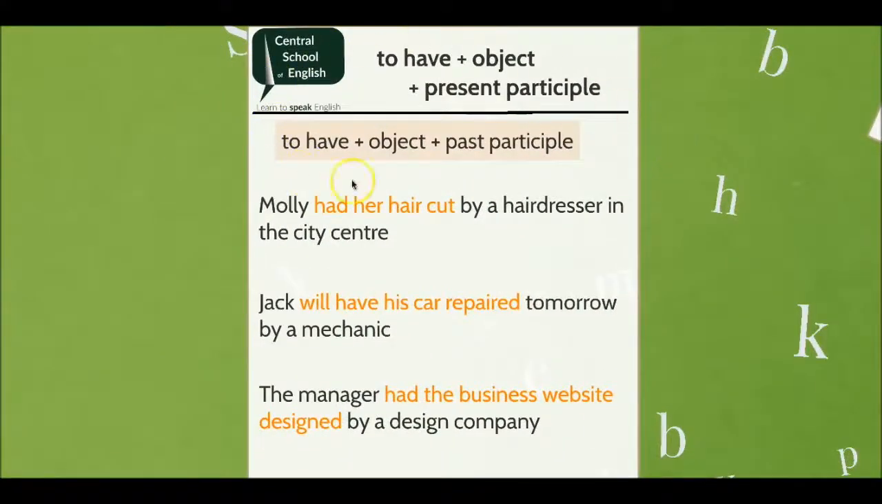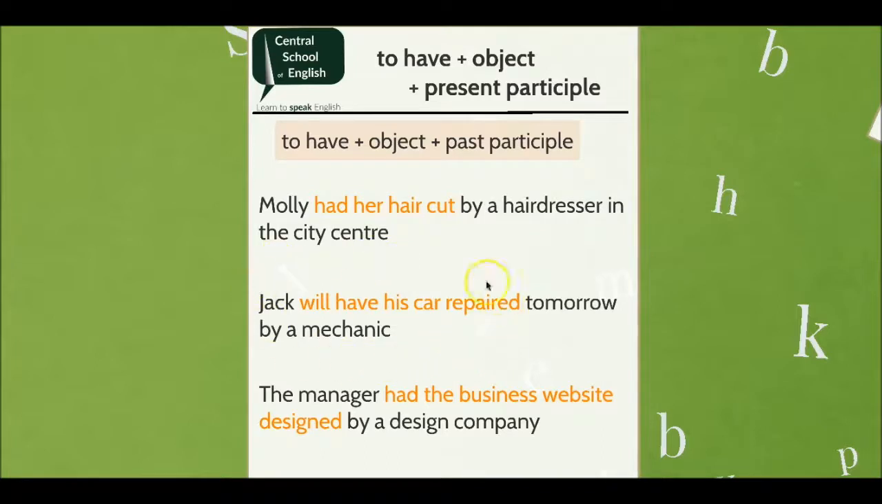Here is the structure to have plus object plus past participle in sentences. Molly had her hair cut by a hairdresser in the city centre. Here we can see that we use the structure to have plus object plus past participle because Molly did not cut her own hair. Molly paid a hairdresser to cut her hair.